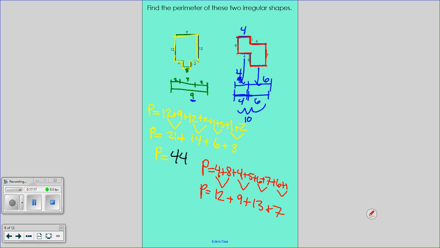Go ahead and continue doing your math. Find out the total perimeter.